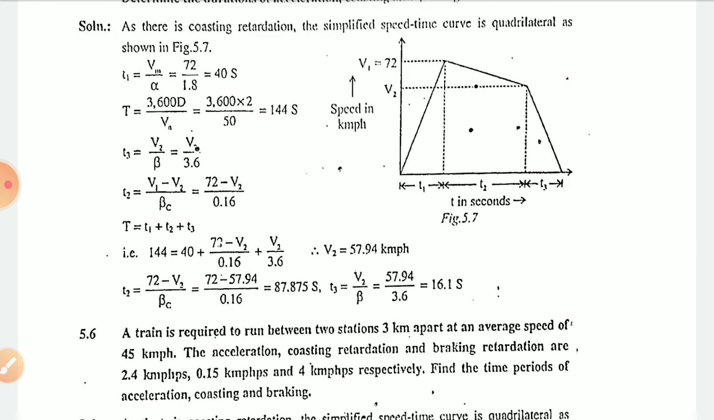In this video we have discussed problems on the trapezoidal speed time curve as well as the quadrilateral speed time curve, so the different varieties were discussed. In the next video we will discuss problems on tractive effort and the rest of the things.